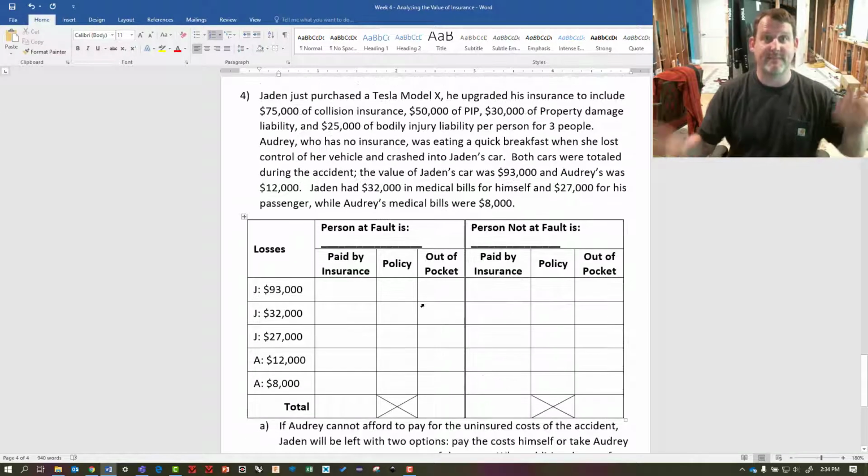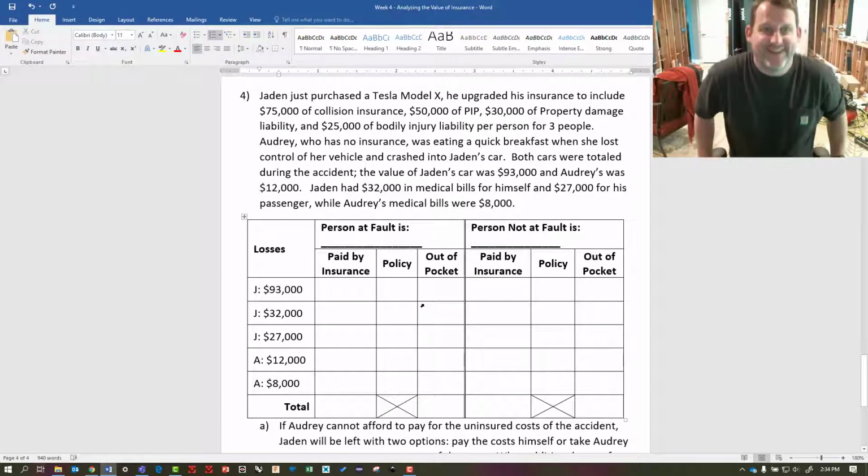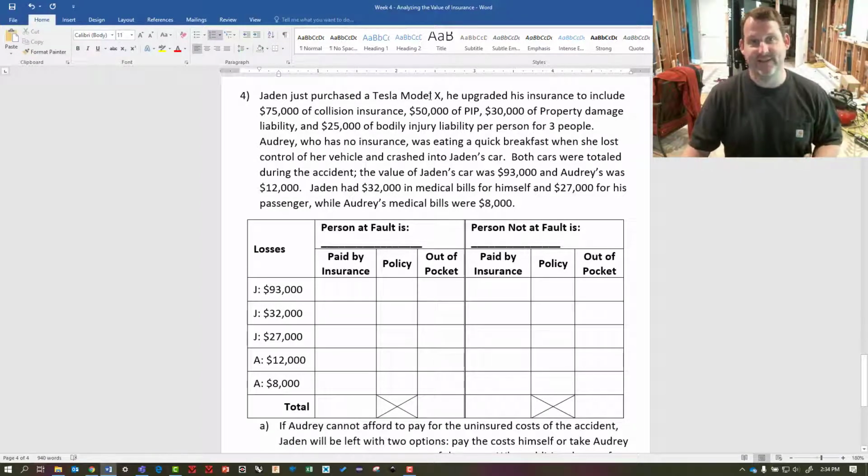All right, so this is number 4, our last one. This is taking forever. I apologize. All right, let's do it. So Jaden just purchased a Tesla Model X. Good job, Jaden. That's like a $100,000 car. So, yay, I'm glad to see Jaden's doing well.